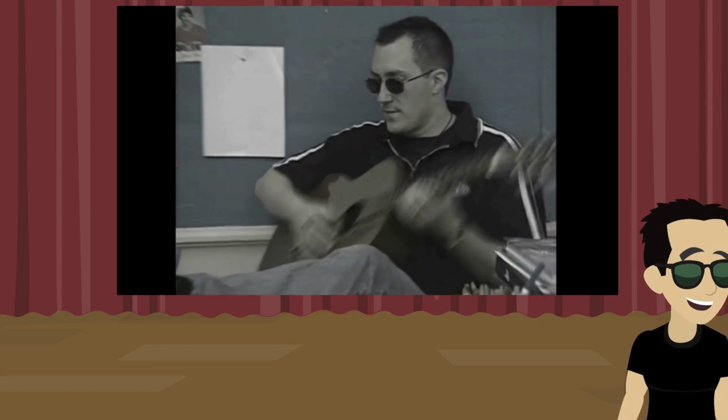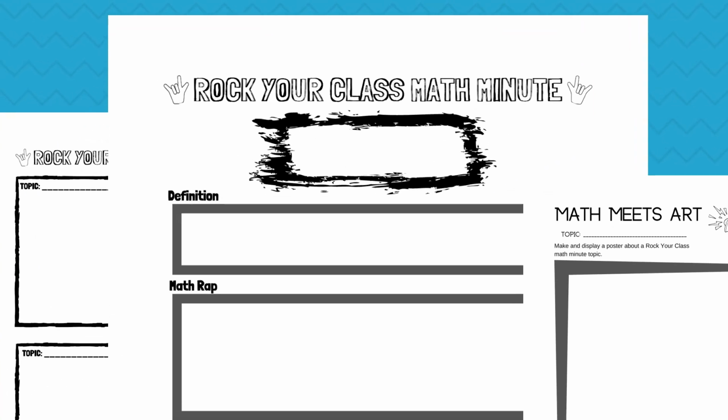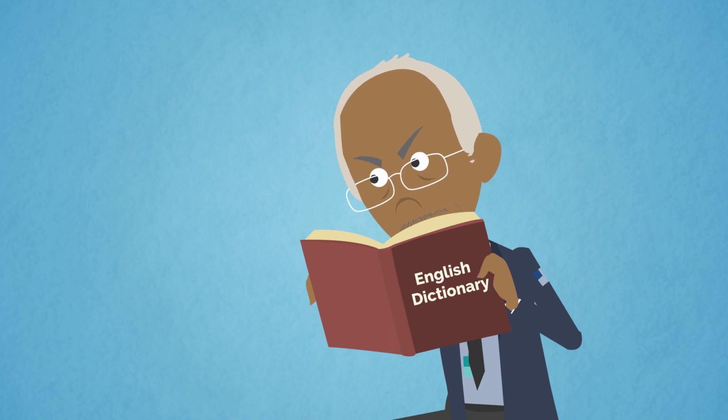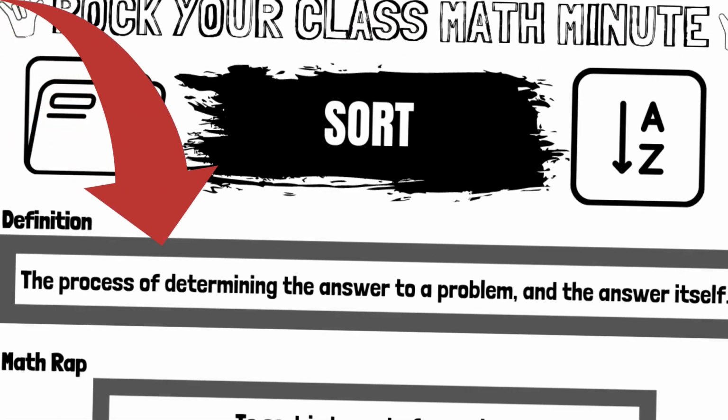Get ready for today's Math Minute topic. Sort. What does the dictionary say? The process of determining the answer to a problem, and the answer itself.